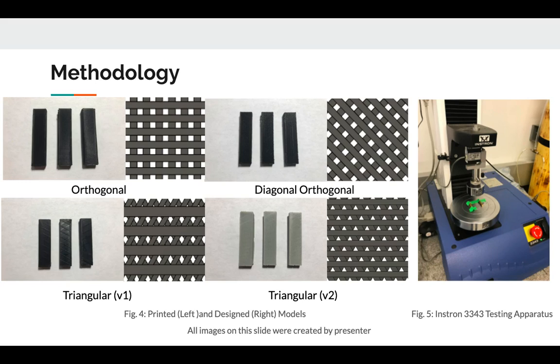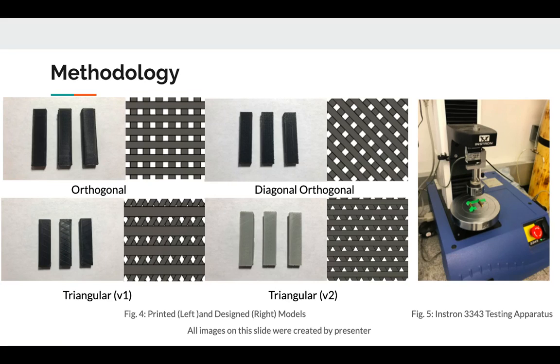I used three different types of models: the orthogonal, diagonal orthogonal, and the triangular. However, the original triangular model had some modifications made to it to create the triangular V2 model. And after I had printed these, I used the Instron 3343 testing apparatus to test the 3-point bending properties of these scaffolds.